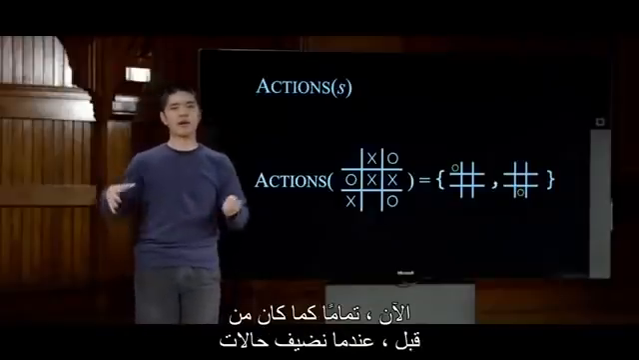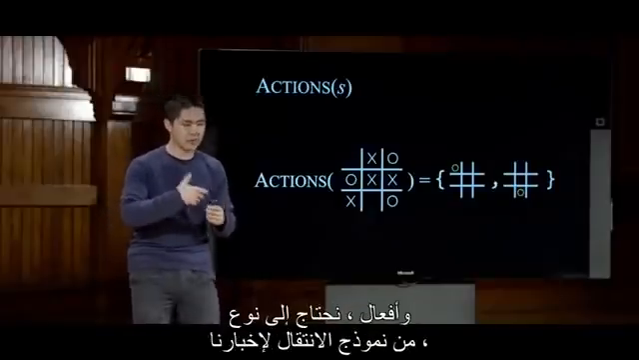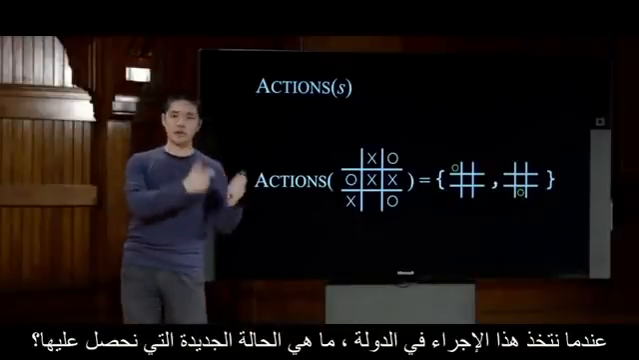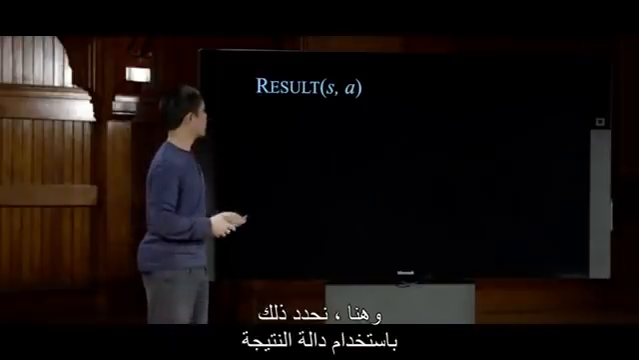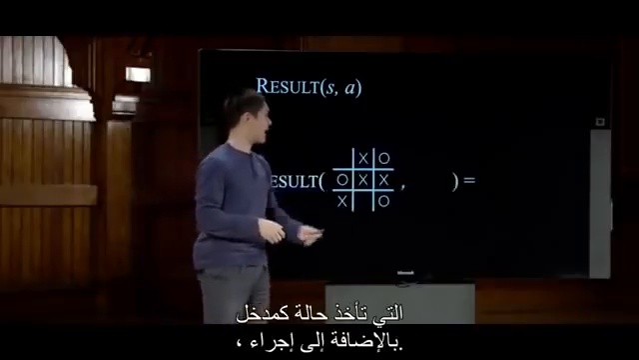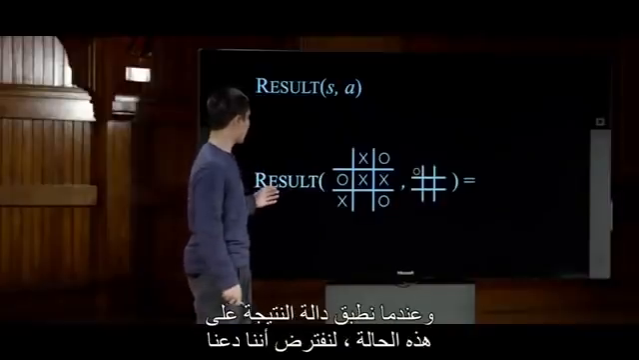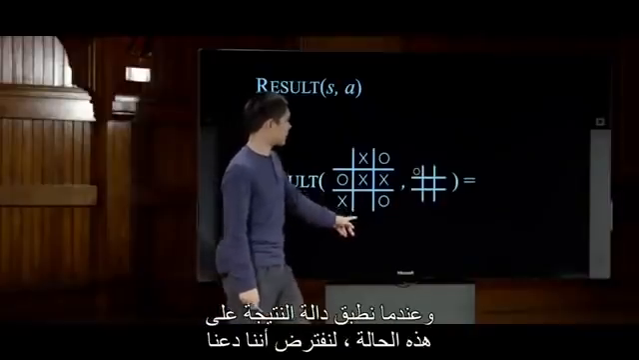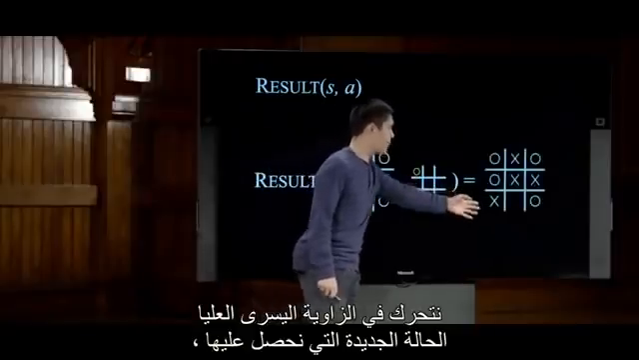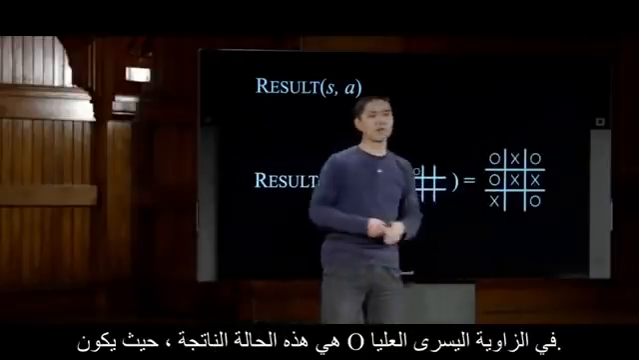Now, just as before, when we had states and actions, we need some sort of transition model to tell us when we take this action in the state, what is the new state that we get? And here, we define that using the result function that takes a state as input as well as an action. And when we apply the result function to this state, saying that let's let O move in this upper left corner, the new state we get is this resulting state, where O is in the upper left corner.